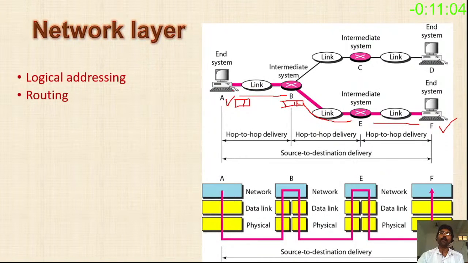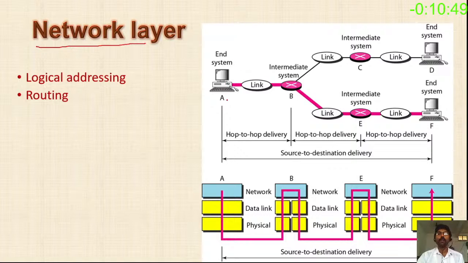Now, if you want to send data to a computer which is outside the network, just like here, A to F, we use the network layer. How does the network layer work? First, it will create a packet and add a logical address to it. This logical address is also called the IP address. The source as well as the destination IP address is stored here, and it gives that packet to B.